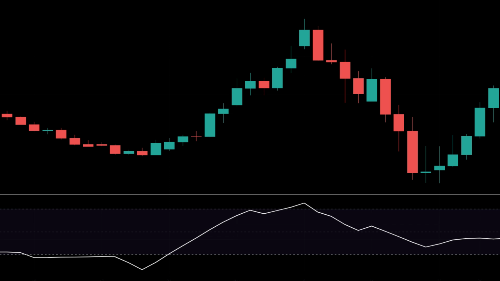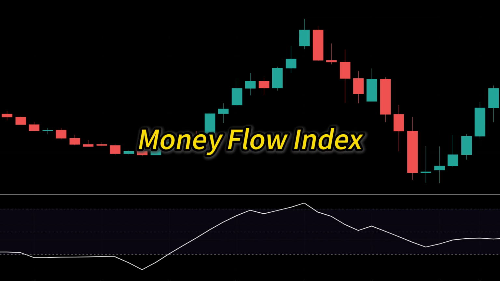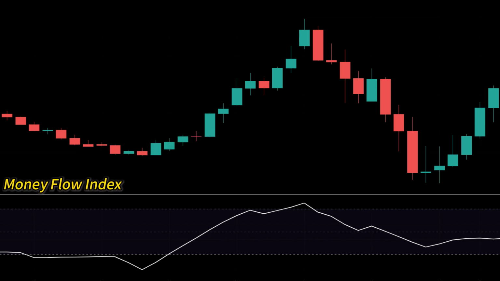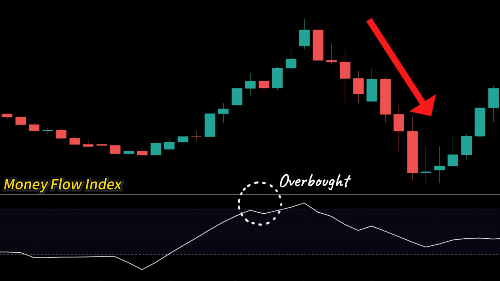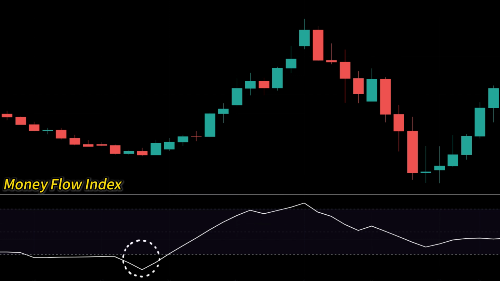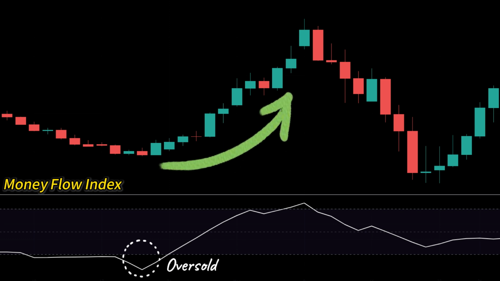Now I'm going to give you a bonus strategy using another volume indicator called the money flow index. How the MFI works is very simple. If the line crosses above the high line, it means the price is overbought and is more likely to reverse to the downside. And if the line crosses below the low line, it means the price is considered oversold and is more likely to reverse to the upside.